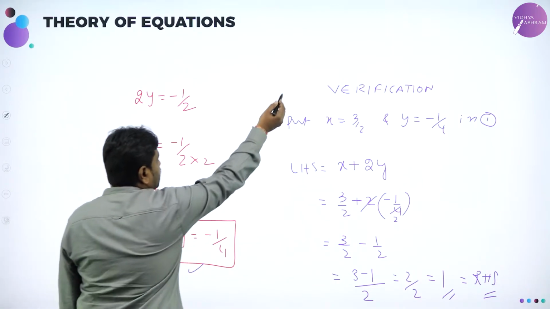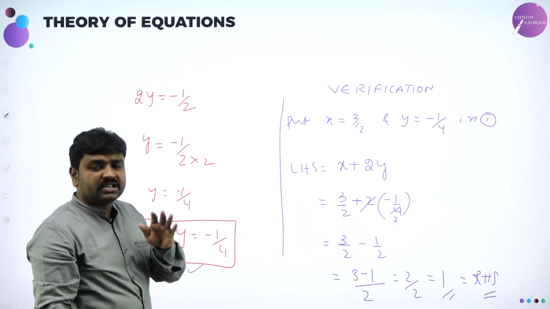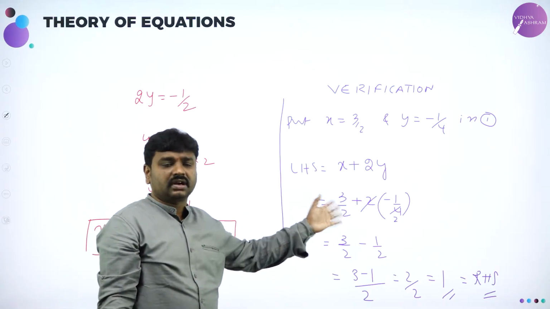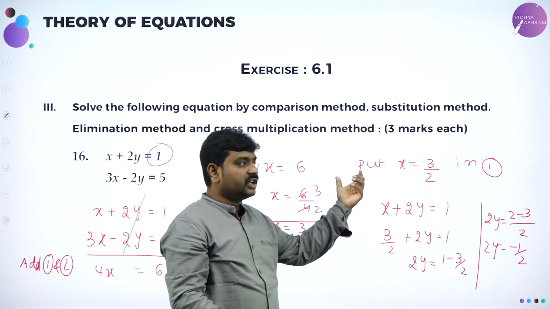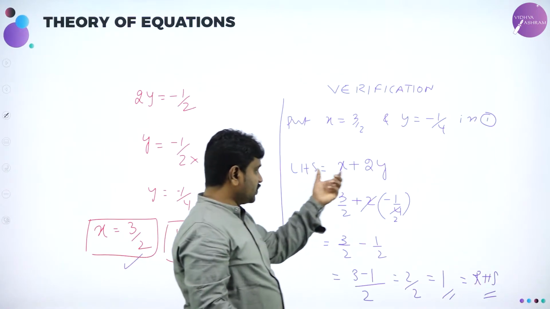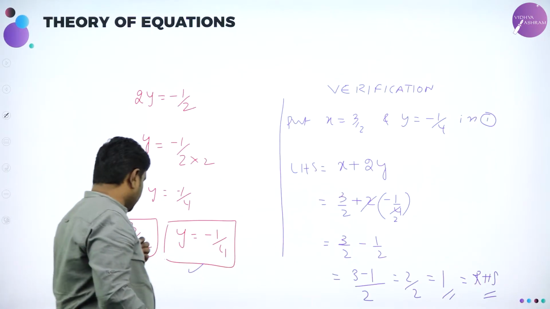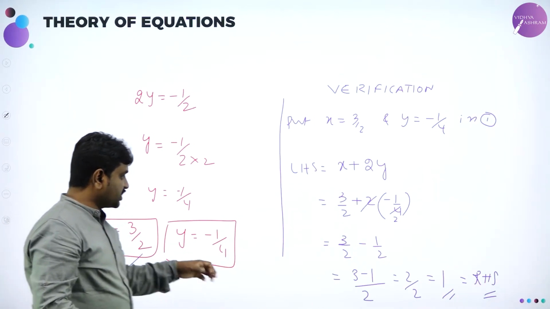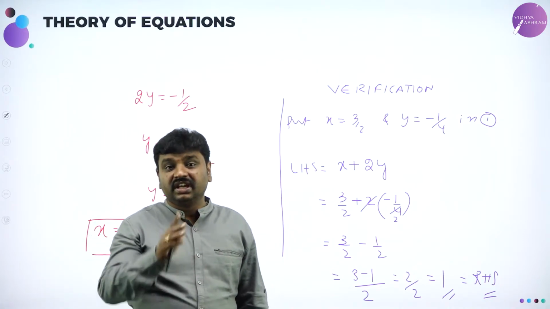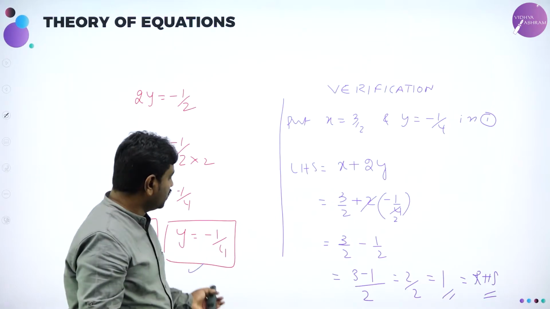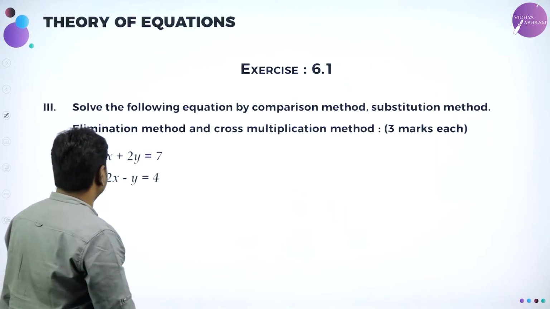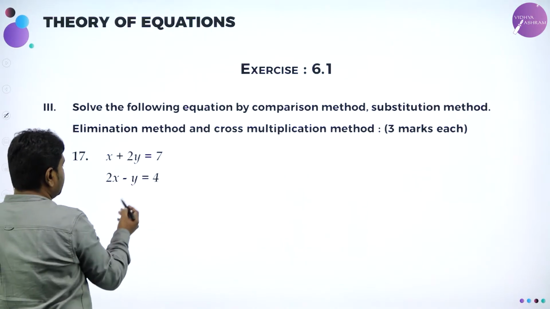This part, verification, is not required, but verification is a good process. Why? Because whatever you got, you can verify whether you are correct or not. How to verify? Take the LHS of any one equation. I took the first equation, x plus 2y equal to 1. In this, LHS is x plus 2y. In the place of x, I substituted the value of x, that is 3 by 2, and in the place of y, I substituted the value of y. I'm repeating, verification is not necessary, but verifying is a good process so that you get confirmation that what you got is correct.